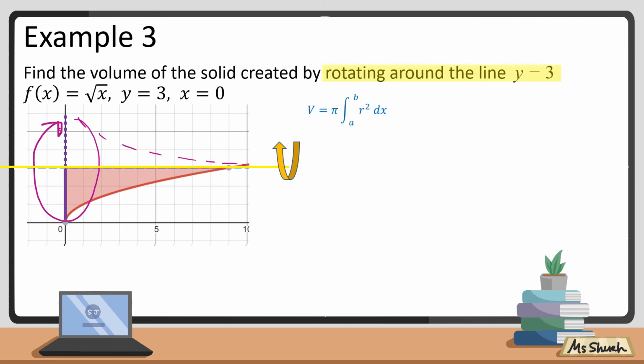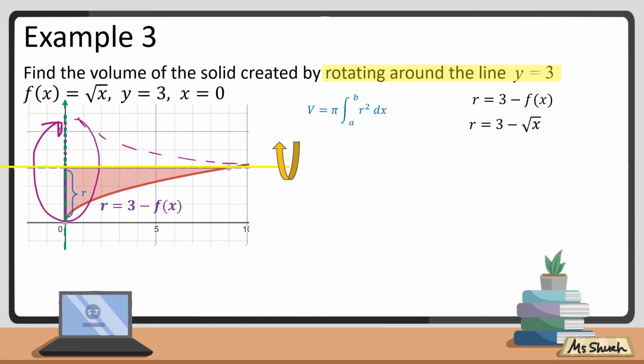Okay, so here is our formula for the volume, and we have to identify the radius. What is the radius here? The radius goes from the axis of rotation to the function, right? So it goes from 3 minus the function. So our radius is 3 minus our function, which is 3 minus square root of x.